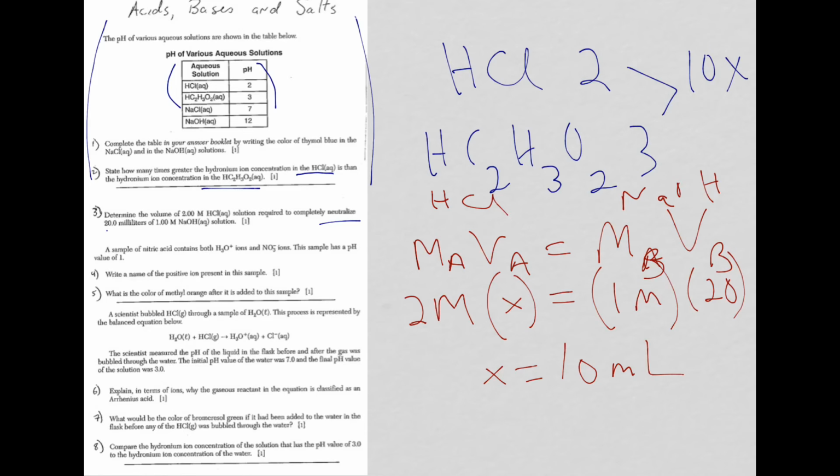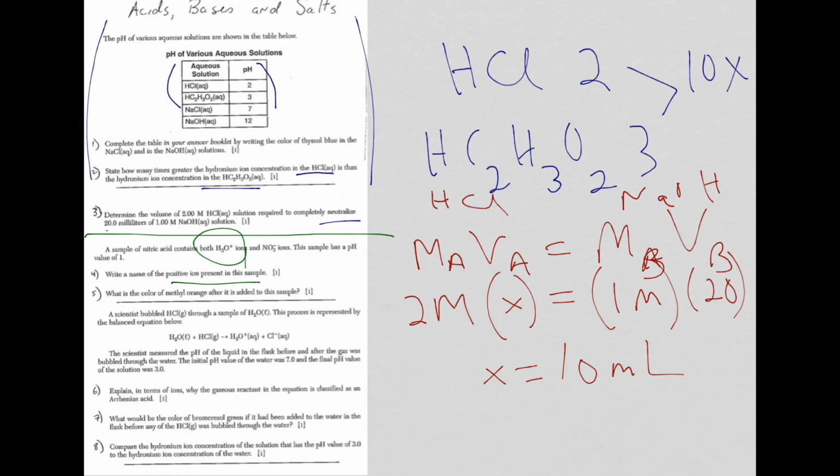Alright, let's take a look at questions 4 and 5. For questions 4 and 5, we have these couple of statements here. Question 4, it says, write the name of the positive ion in the sample. And of course, we're dealing with nitric acid. H3O plus is the hydronium ion, and that is also on the reference table. So let's take a look.